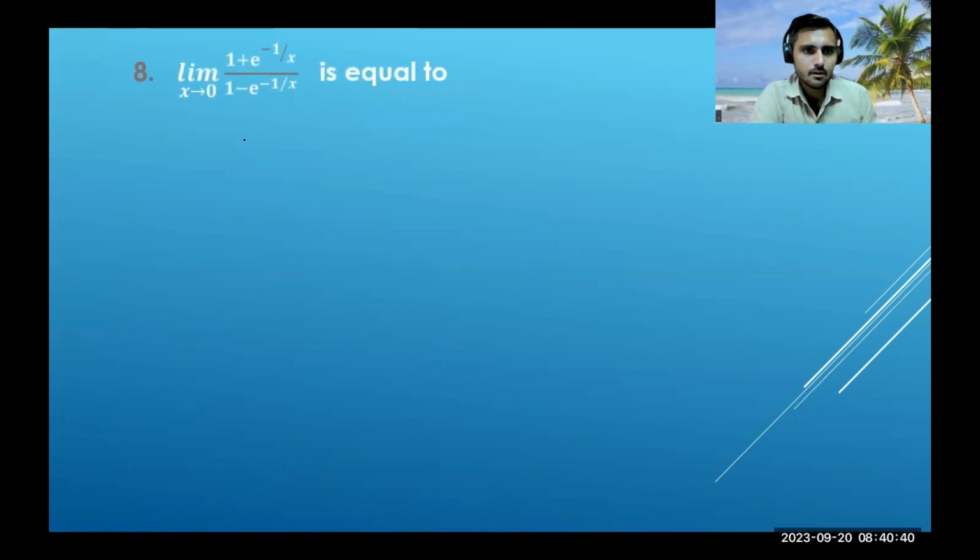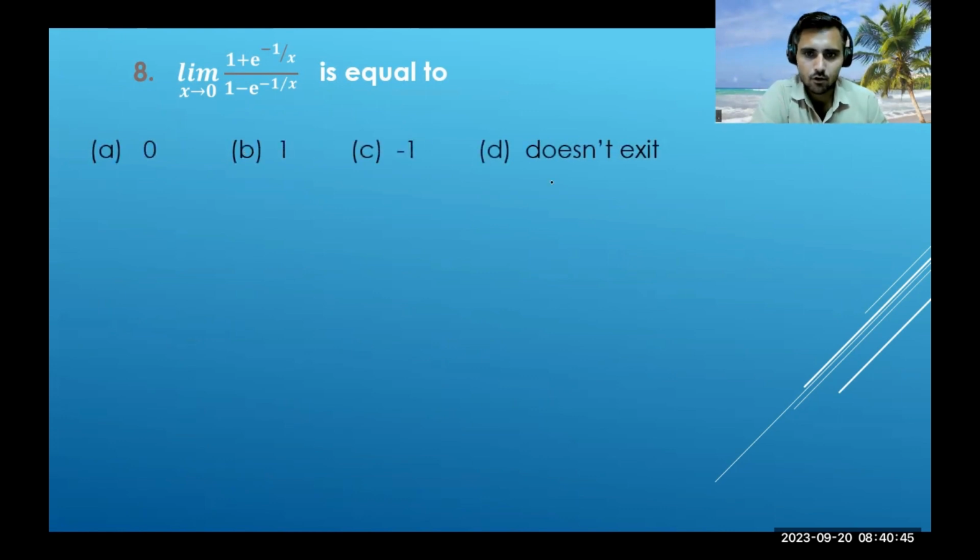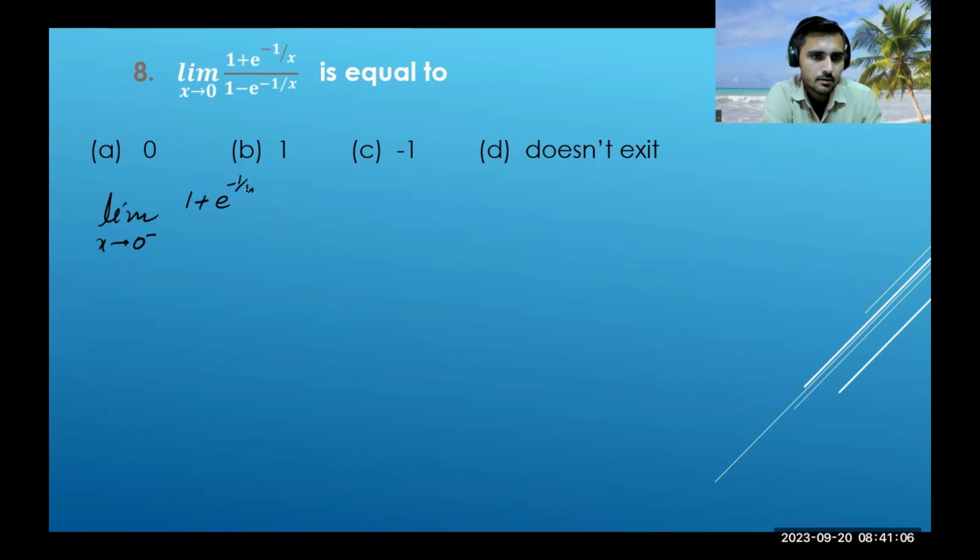Question number 8, again we have the option does not exist, so it means we'll check both limits, LHL and RHL. So we'll take here limit x tends to 0 minus, and then we'll write 1 plus e raised to the power minus 1 upon x, and here we have 1 minus e raised to the power minus 1 upon x.